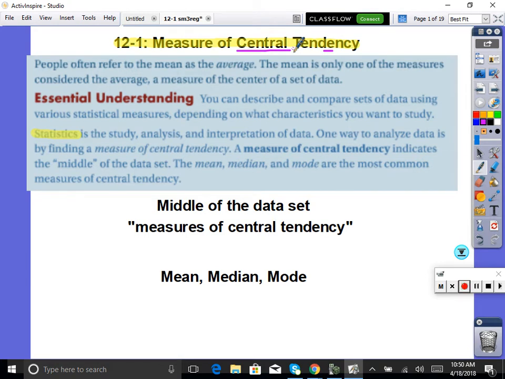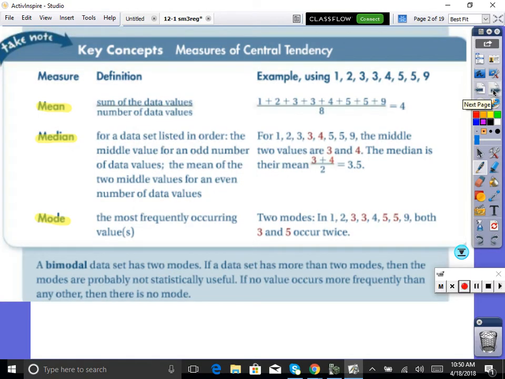Most commonly, people look at the center by average. So average is just mean. We're going to look at different measures of central tendency: mean, median, and mode. So everybody, how do we find mean, median, and mode? I'm going to remind you.